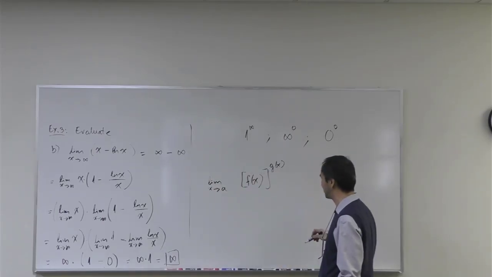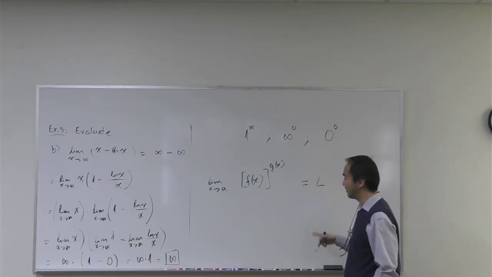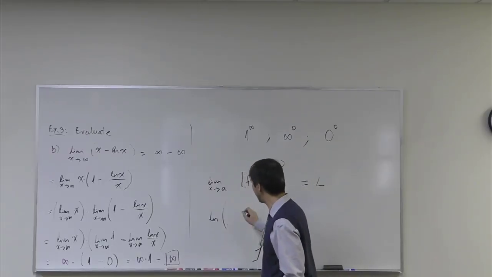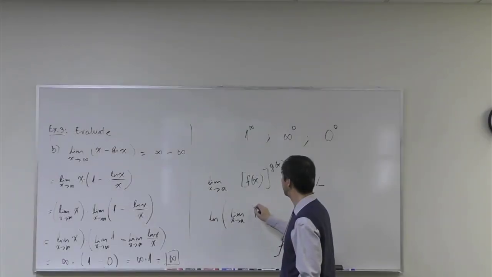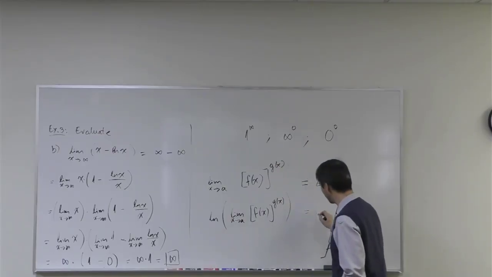The method I just introduced for you guys works for higher than 90% of the time. But we are starting out thinking of that as equal to some unknown limit L, and then we take the natural log on both sides. The natural log of the limit of f of x raised to the power of g of x, you know what I mean? And that equals natural log of L.